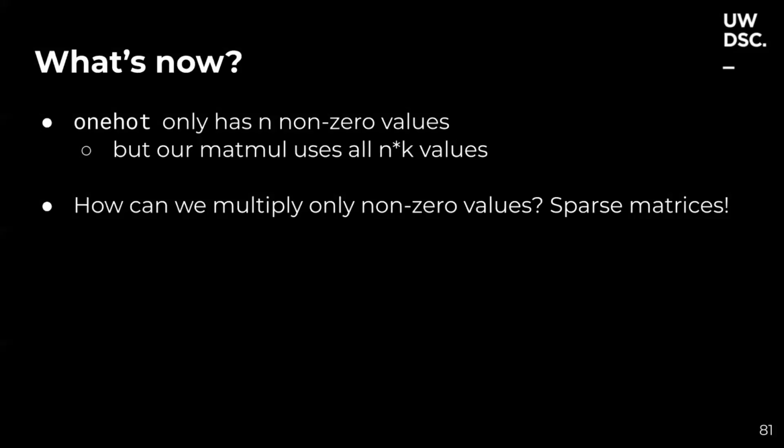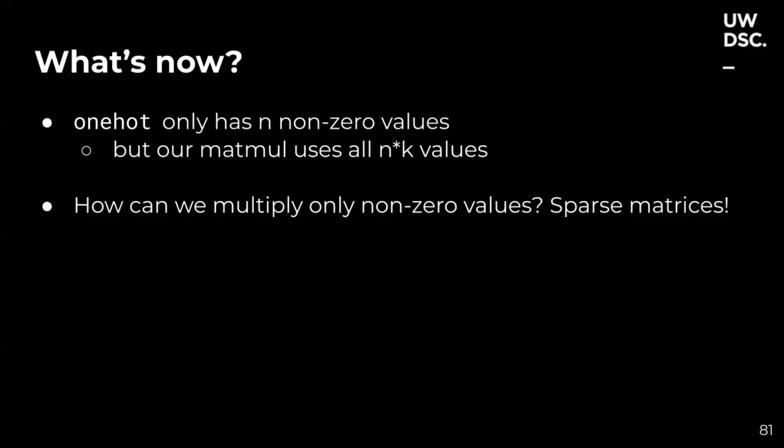Cool. Okay, so what now? How do we improve this? We already vectorized, which is the main tool that we were taking advantage of in the previous few slides, but we're stuck. And so the one insight you have to have is that this one-hot matrix only has n non-zero values. Despite the fact that it's an n by k matrix, we only have n non-zero values by construction, by the way we created it.